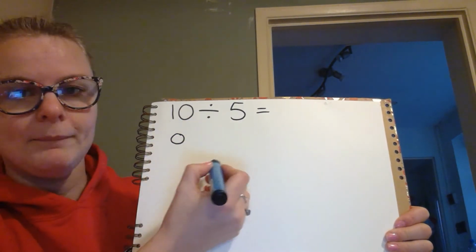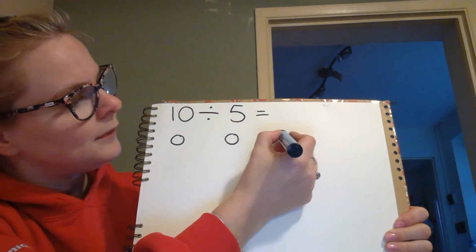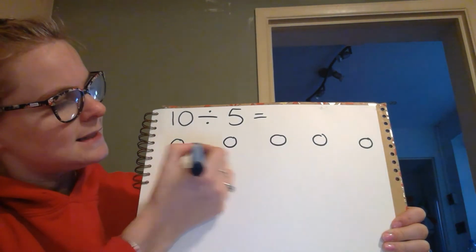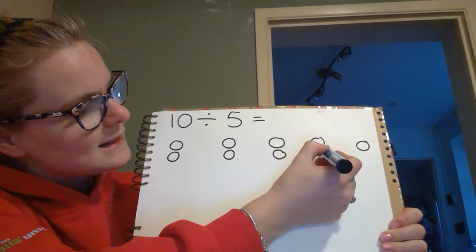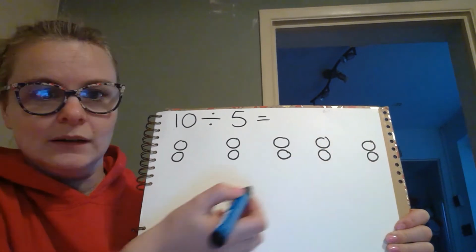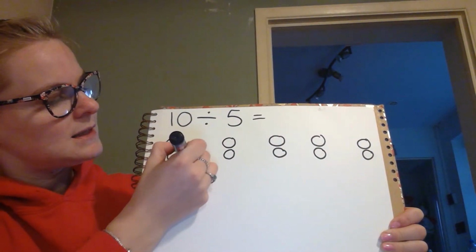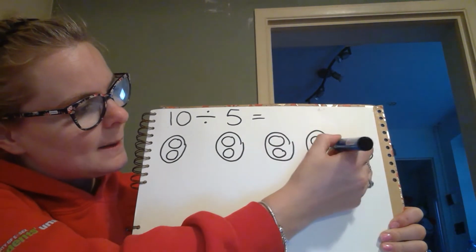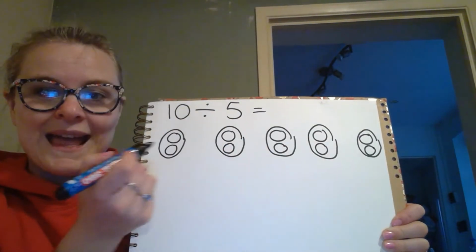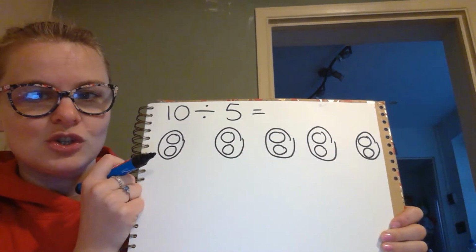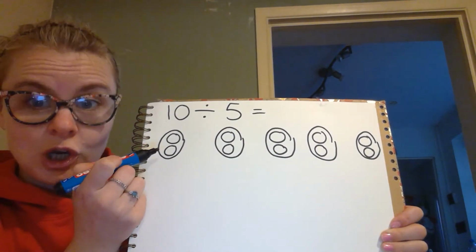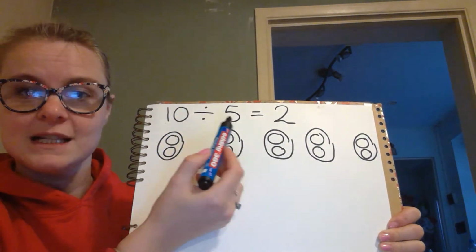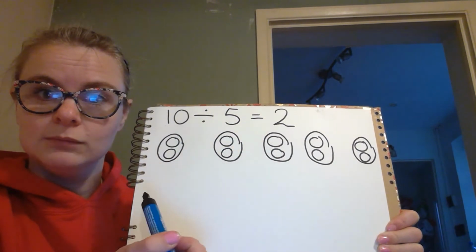So we've got 1, 2, 3, 4, 5, 6, 7, 8, 9, 10. So if I circle my groups together, circle all of my 5 groups, my answer, if you remember, is how many is in each group. So I can see I've got 2 counters in each group. So my number sentence is 10 divided by 5 equals 2.